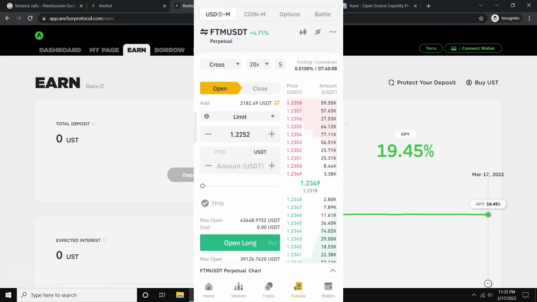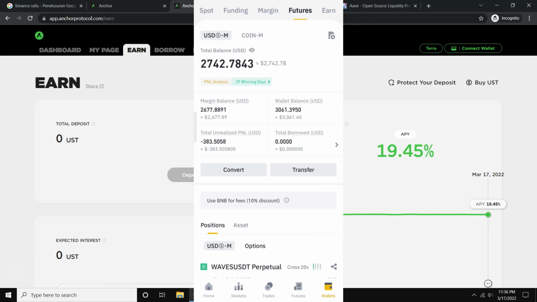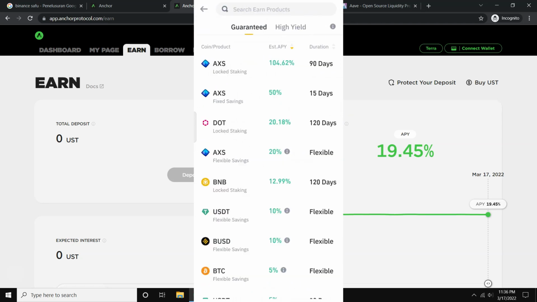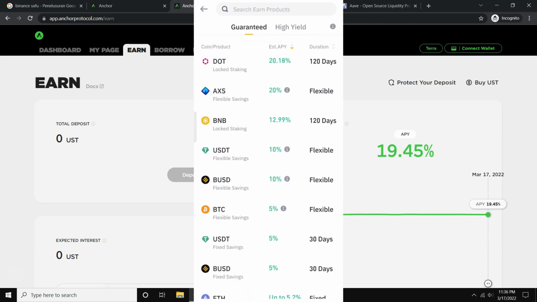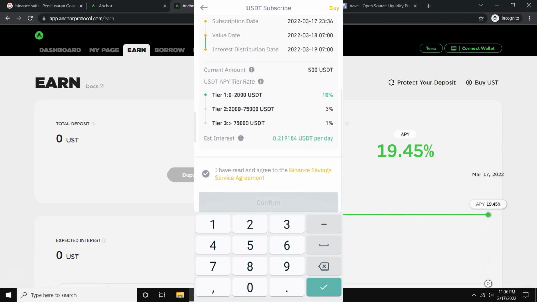But anyway, just want to show you how to use Earn, Binance Earn. So you know, let's say you want to subscribe here. Let's say you want this one, you can click on it and you can enter the amount. Okay, it will take it from your spot wallet. I have 331, I can put 300 here, and then I have read and agree to the Binance Savings Service Agreement, and then I can confirm. Okay, and you can see the estimated interest rate right there.